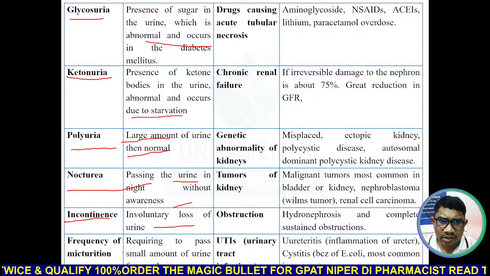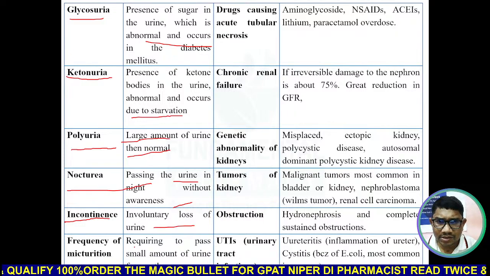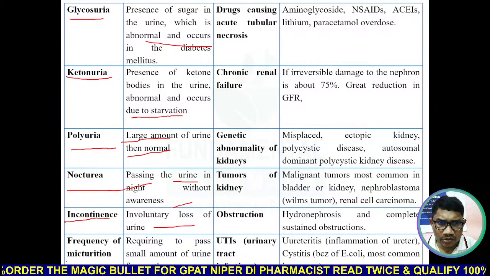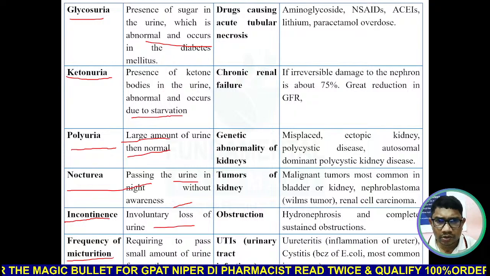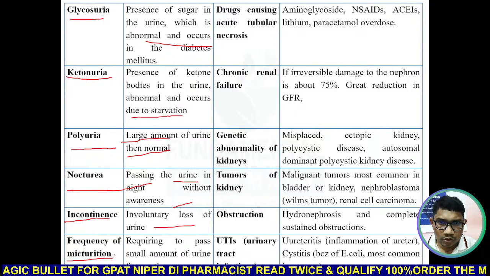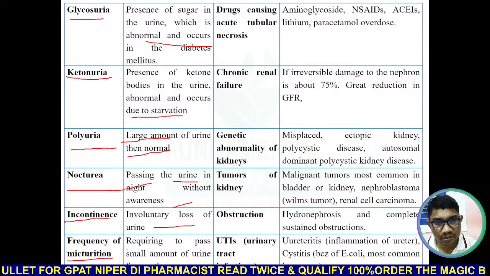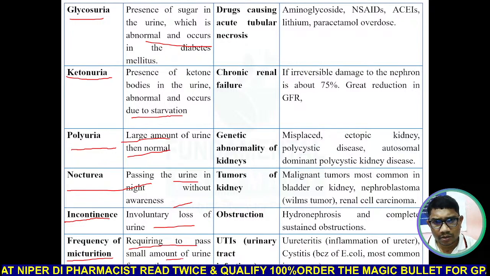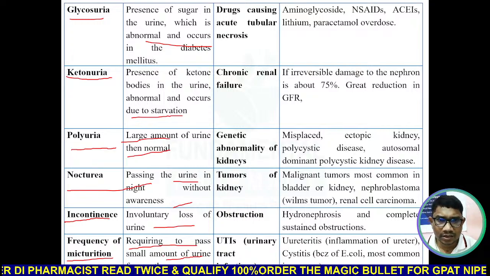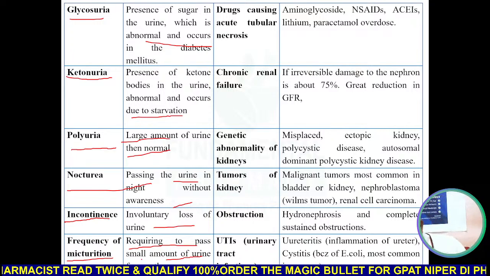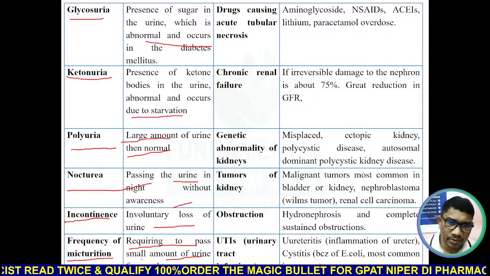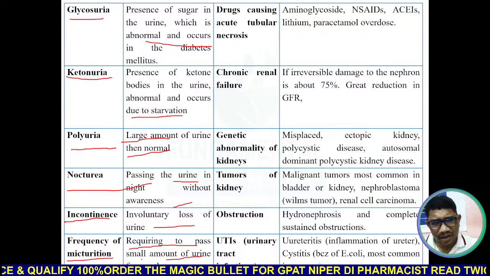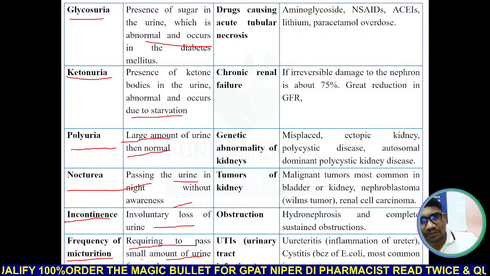Frequency of micturition: requiring to pass a small amount of urine frequently. If frequency of micturition increases, it is called overactive bladder syndrome. In case of urethritis also, frequency of micturition is increased. What is micturition? It is a reflex to pass your urine.